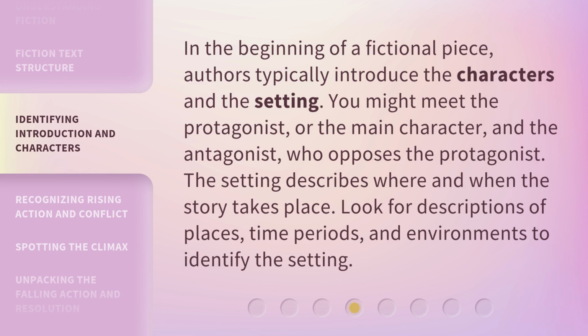In the beginning of a fictional piece, authors typically introduce the characters and the setting. You might meet the protagonist, or the main character, and the antagonist, who opposes the protagonist. The setting describes where and when the story takes place. Look for descriptions of places, time periods, and environments to identify the setting.